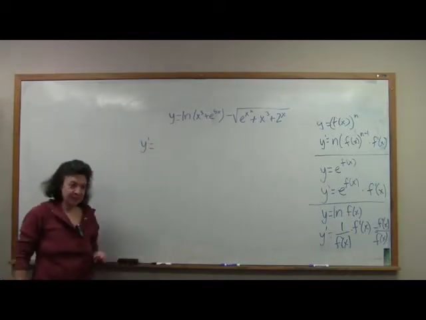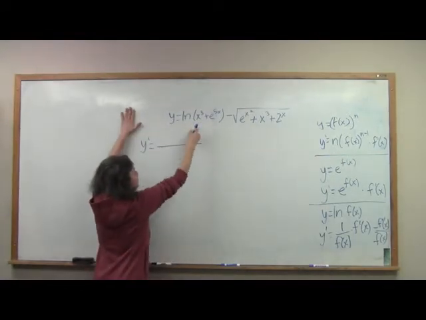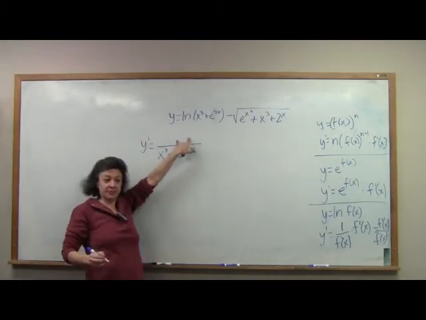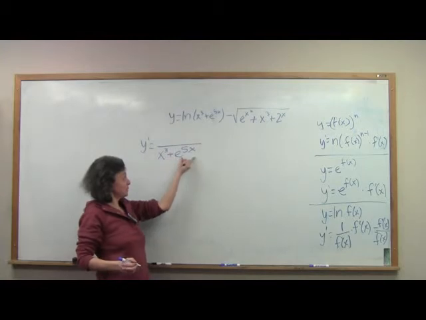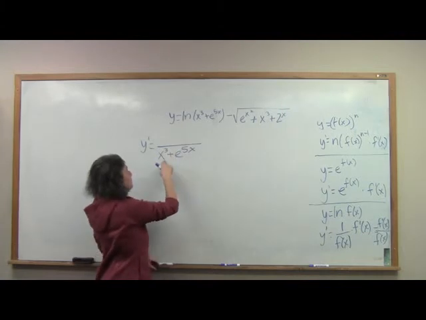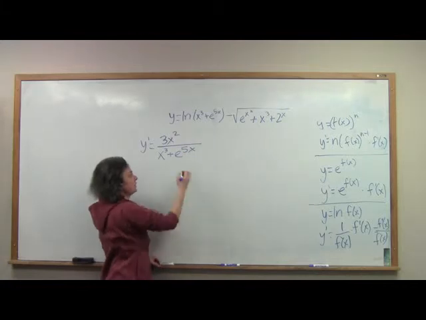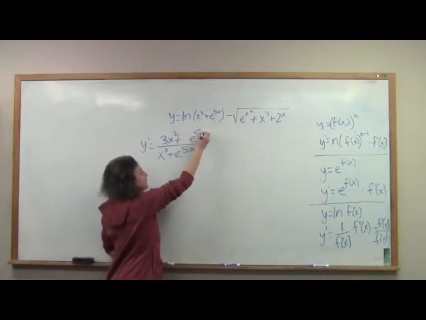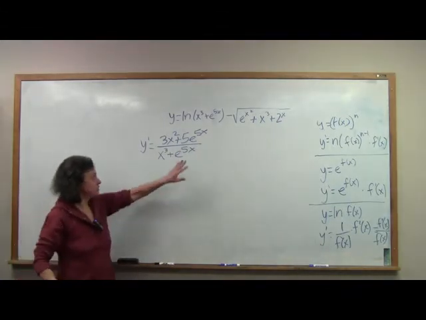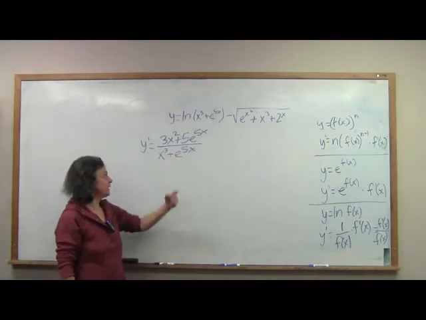Y prime. Okay? What is the derivative of the natural log of a function? Well, you put the function in the denominator, and then you put its derivative in the numerator. Notice we're going to be using the chain rule within the chain rule. This happens very frequently. So what's the derivative of x cubed? 3x squared. What's the derivative of e to the 5x? It's e raised to that power times the derivative of that power. Okay? Don't start canceling these e to the 5x's. That's mathematically illegal. You're adding here.